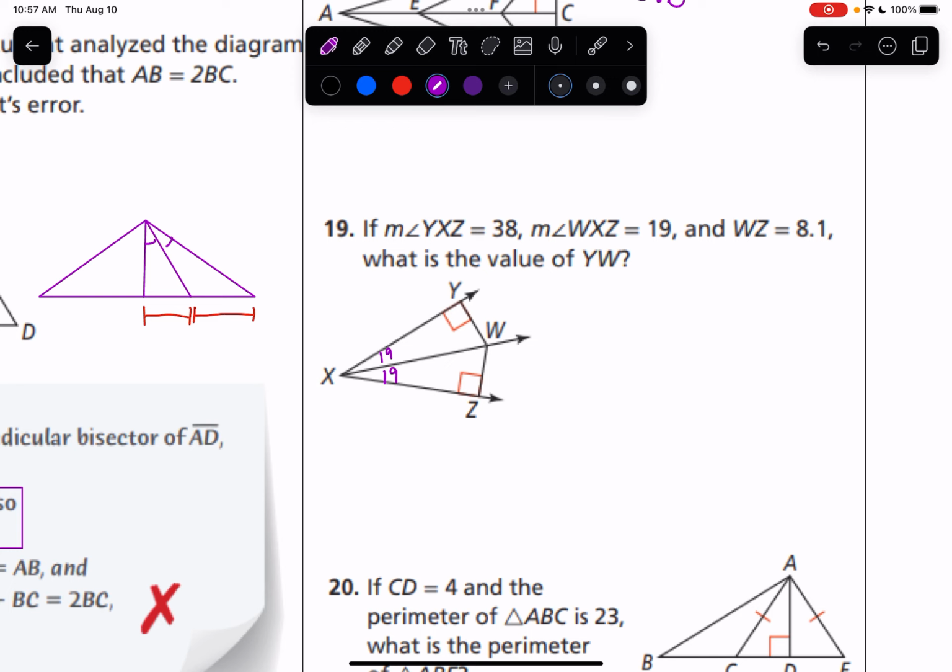And WZ equals 8.1. What is the value of YW? Well, obviously, we are showing two congruent triangles here because their angles are the same, and this angle is the same, and they share a side, so they're congruent by angle, angle, side, which means that WY is also 8.1.